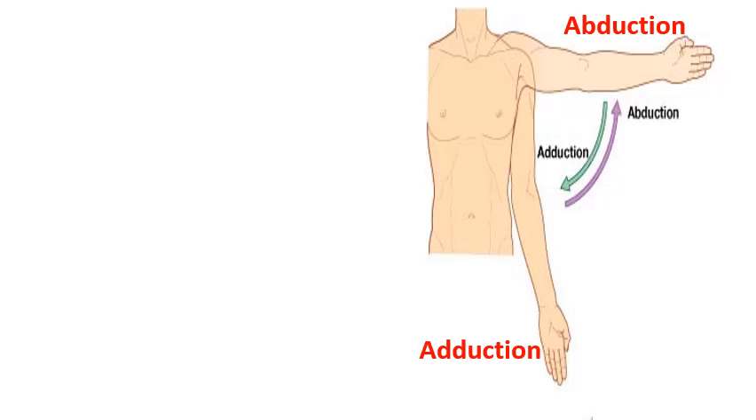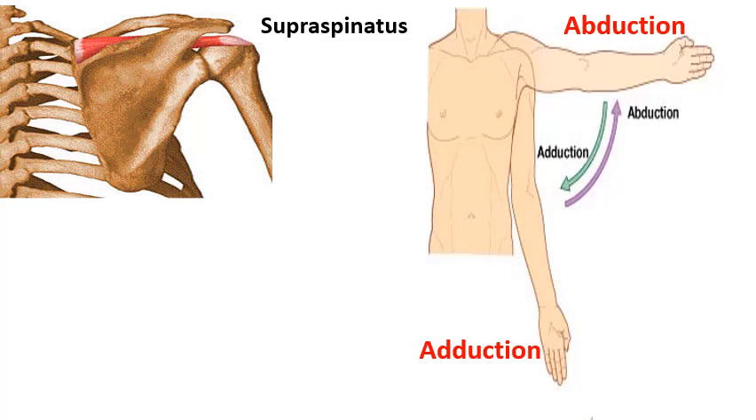The next movements of the shoulder joint are abduction and adduction. What is meant by abduction? Abduction means movement of the humerus and the arm away from the trunk. Adduction is moving the humerus and the arm towards the trunk. We have heard about the supraspinatus muscle. Its tendon is inserted into the humerus. It passes above the shoulder joint. When this muscle contracts, it will pull on the humerus and cause abduction of the humerus.